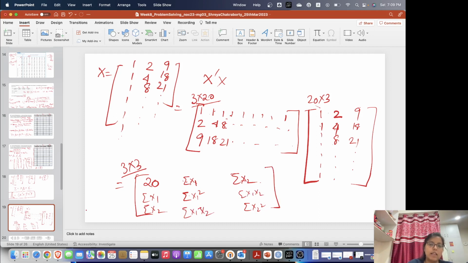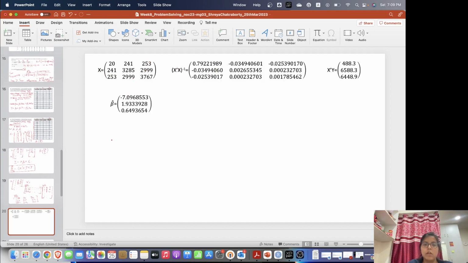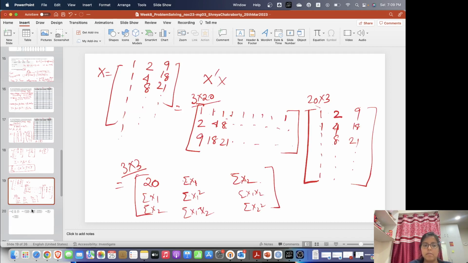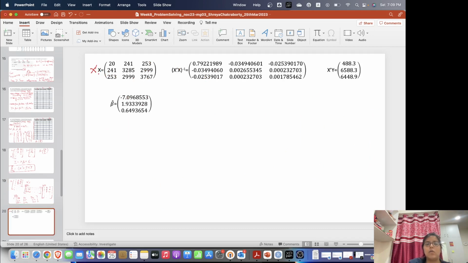So finally, I have done the calculation in order to save some time. This would be my x prime x matrix, 20, 41, 53. How you are going to calculate that I showed here. Okay, plain matrix multiplication. Now we need this beta hat, which is nothing but x prime x inverse into x prime y. So we'll calculate the inverse of this 3 cross 3 matrix. It will come out to be this one, and x prime y is the same thing.